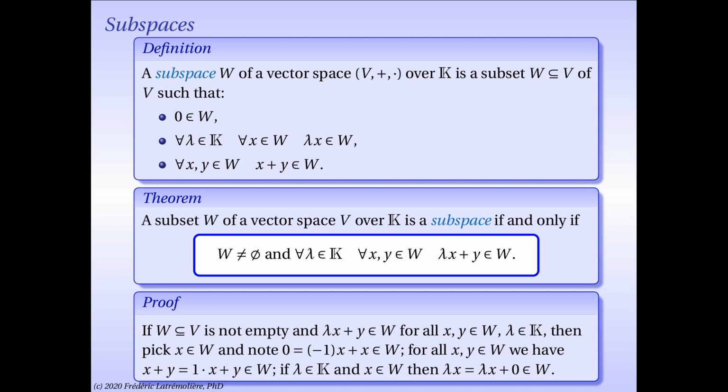X is in W by assumption, and we have shown that 0 must also be in W. Therefore, lambda x plus 0 is in W by our assumption on the set W. We have thus shown that W is closed under addition, scalar multiplication, and contains the 0 vector. It is thus a subspace of V.